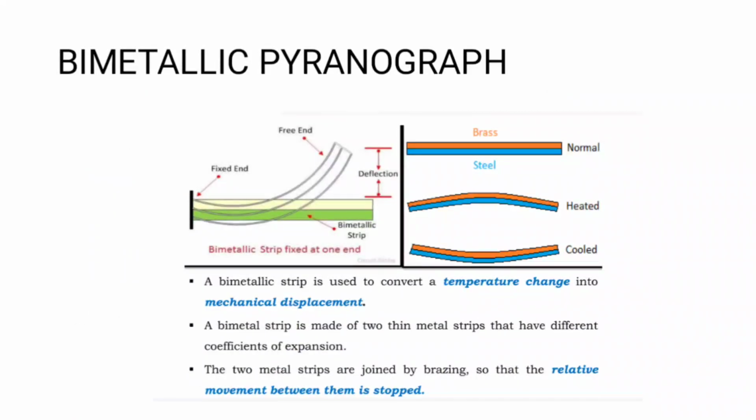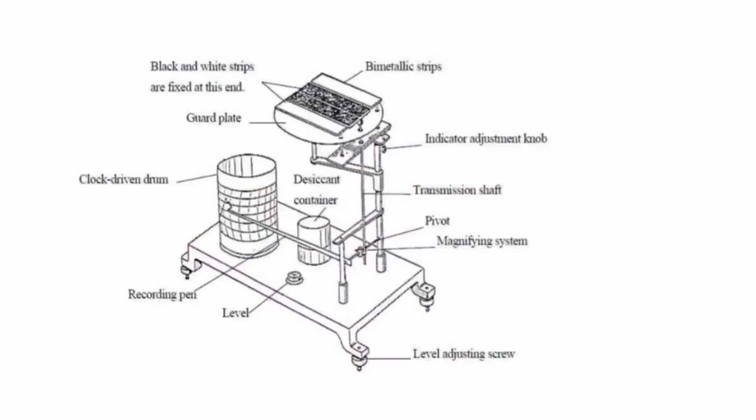Next one is the bimetallic pyranograph. It is used for converting a temperature change into a mechanical displacement. Instead of EMF, we are having it as mechanical. Two materials with different coefficients of expansion are taken, and when subjected to solar radiation, their expansion will be different, so that we get a displacement.